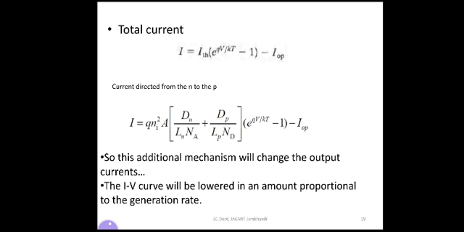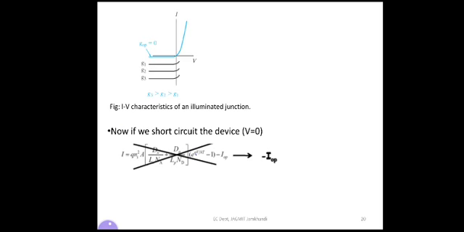So I is equal to Q into ni square A into (Dn by Ln into Na plus Dp by Lp into Nd), bracket complete, into e to the power qV by kT minus 1, minus IOP. This additional mechanism will change the output currents. The IV curve will be lowered by an amount proportional to the generation rate. As you can see from the figure, this is the IV characteristics of the illuminated junction.